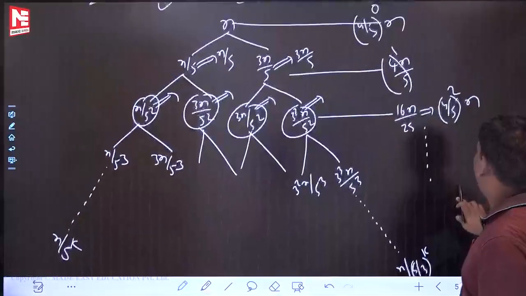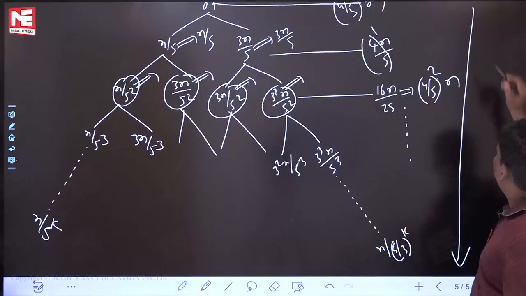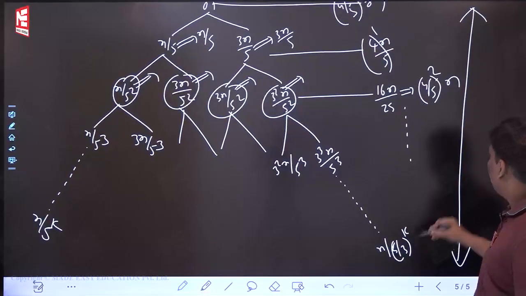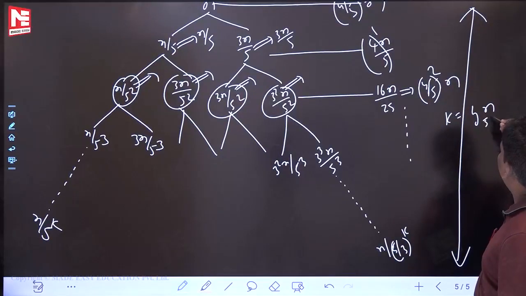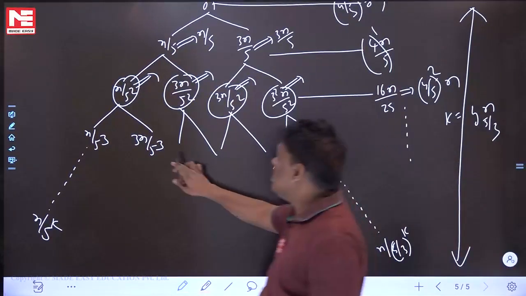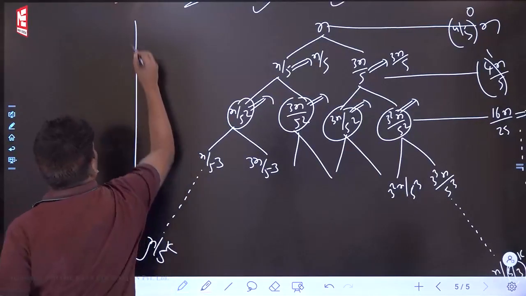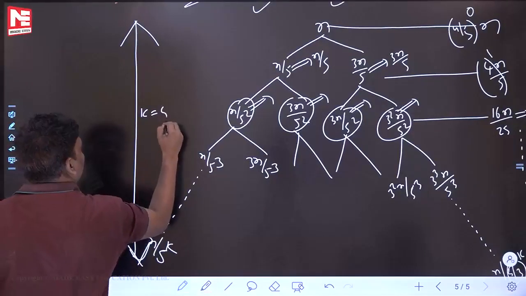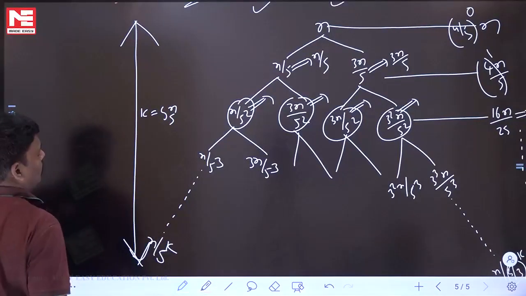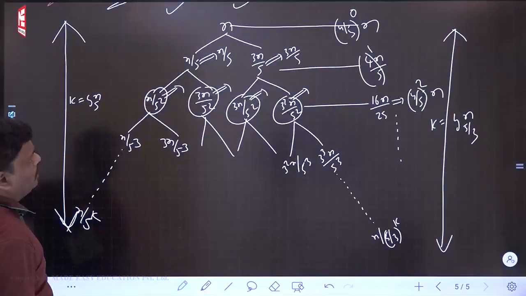I think everything is fine now. Let me check. What is the right height? Always dividing by 5 by 3. Setting n by (5 by 3) power k to 1, k value is log n base 5 by 3. If you always divide by 5, k is equal to log n base 5. Left height is going to be log n base 5. Right height is going to be log n base 5 by 3.